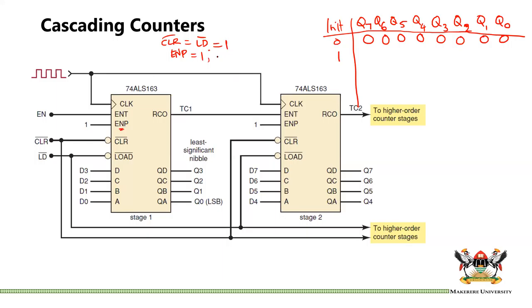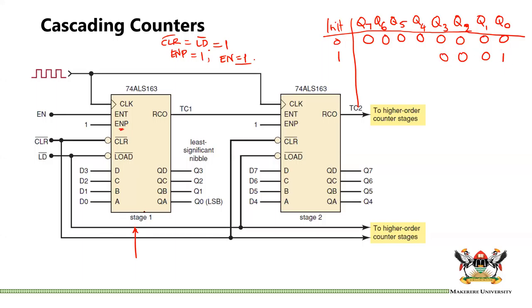So all we need to make sure is that EN is also one. If EN is one, this thing is going to count. And so we are going to have 0001. This is for stage one. What happens for stage four? The problem with stage four is that stage one hasn't reached its terminal state.